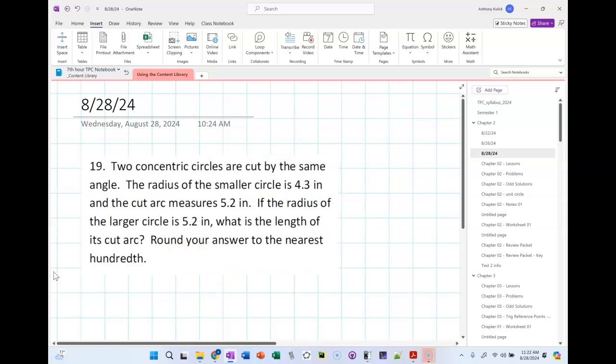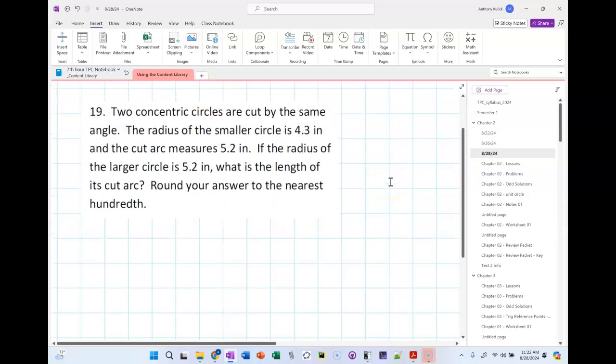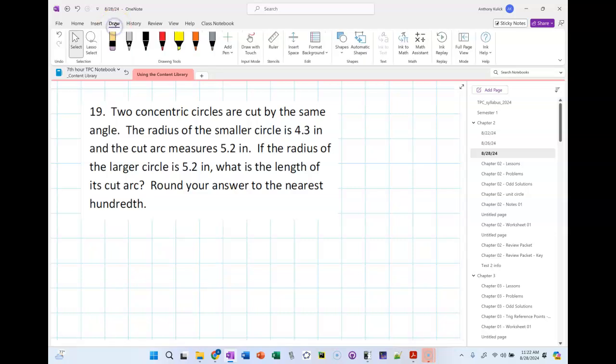All right, 19 says, two concentric circles are cut by the same angle. The radius of the smaller circle is 4.3 inches, and the cut arc measures 5.2 inches. If the radius of the larger circle is 5.2 inches, what is the length of its cut arc? Round your answer to the nearest hundredth. So let's start by drawing ourselves a picture.